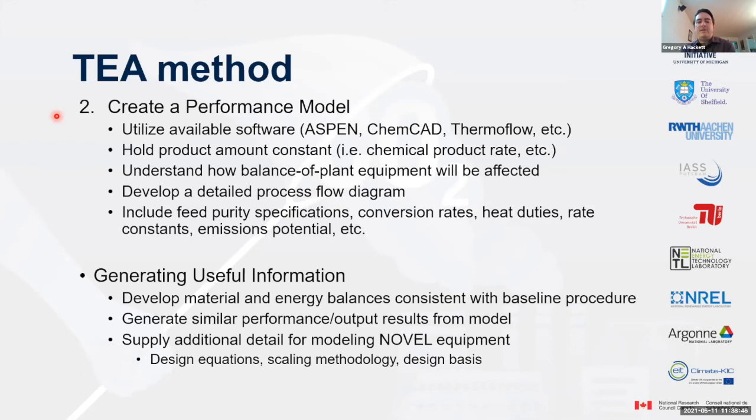And so getting the useful information for the technology or the TEA is important. So development of material and energy balances need to be consistent with the baseline procedure. If you're comparing the novel technology to a baseline, you have to ensure that the design basis is important for doing an apples to apples comparison to the baseline. And then you have to make sure that you have sufficient detail to model the novel equipment bases, such as the design equations, scaling methodology, etc. Next slide, please.